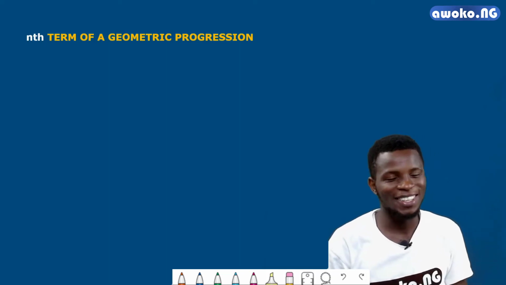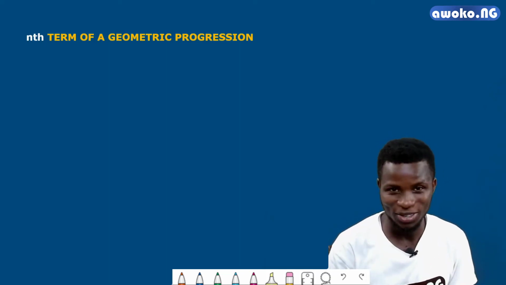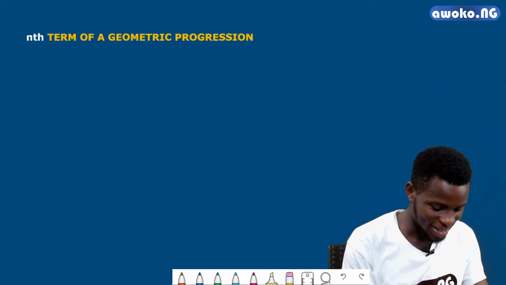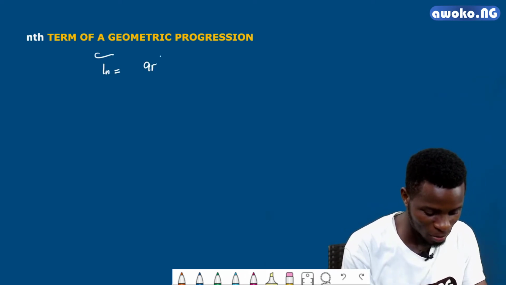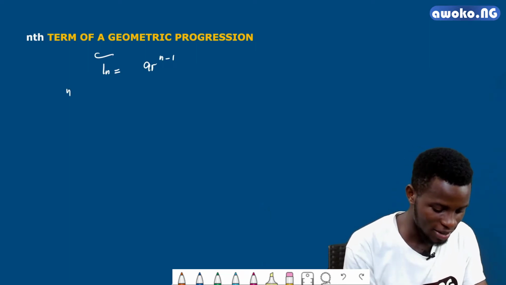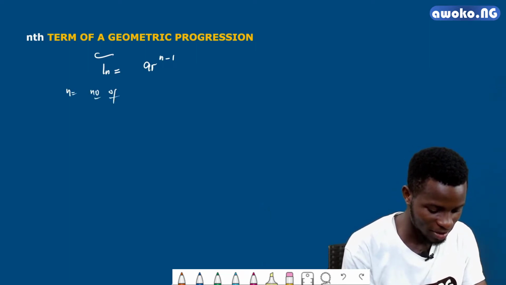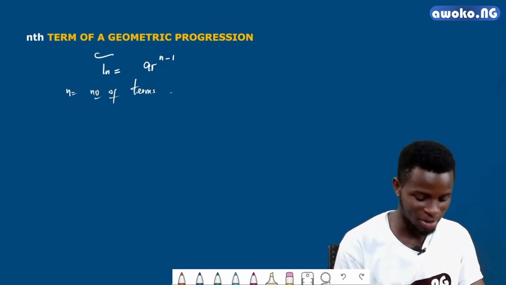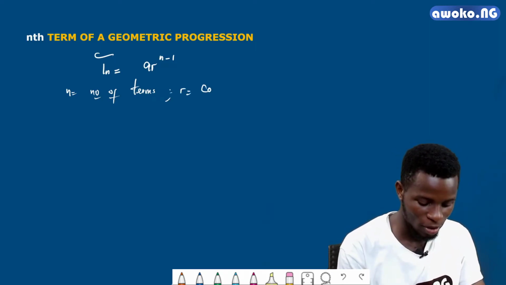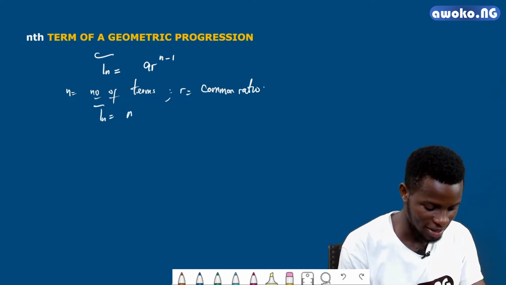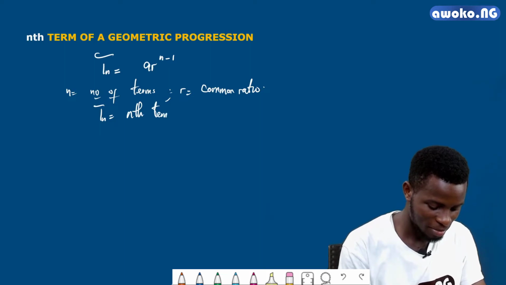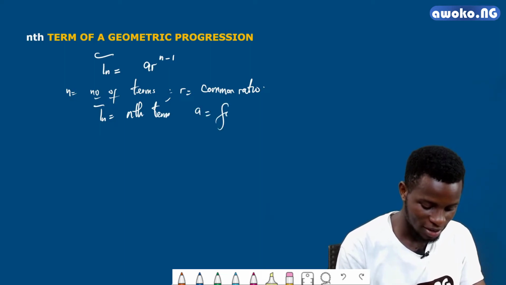We're going to look at the nth term of a geometric progression. This is given as Tn is equal to ar raised to power n minus 1, where n is the number of terms, r is the common ratio, Tn is the nth term, and of course, a is the first term.